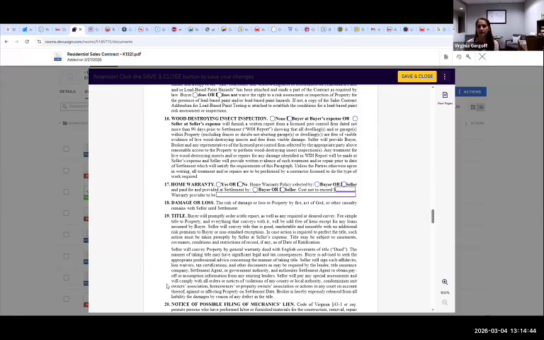Damage or loss: the risk of damage or loss of the property by fire, act of God, or other casualties remains with the seller until settlement. So you're closing at 3 p.m. If something happens at 2 p.m., it is the seller's responsibility. If it happens at 5 p.m., it is the buyer's responsibility.